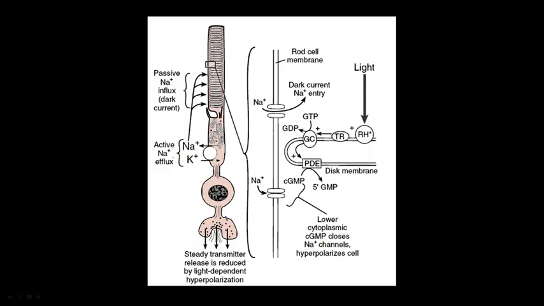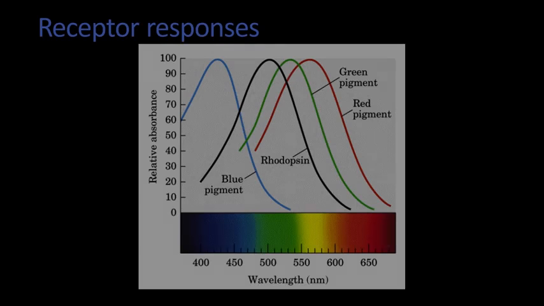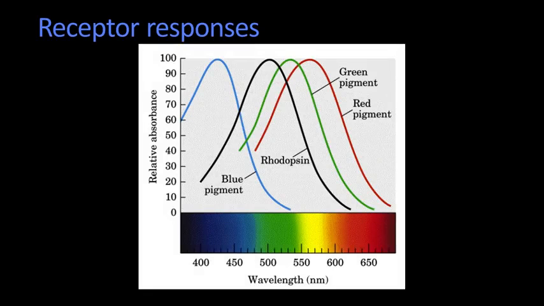Now, we said before that each of these photodetectors responds differentially to wavelengths of light. We showed you short, medium, and long. The one we didn't show you before was the one that includes rhodopsin. So here's the blue or short pigment, the green and the red, which we've looked at before.